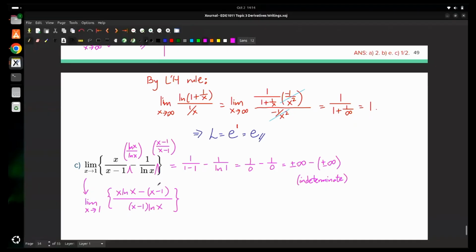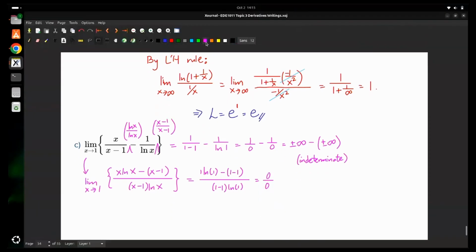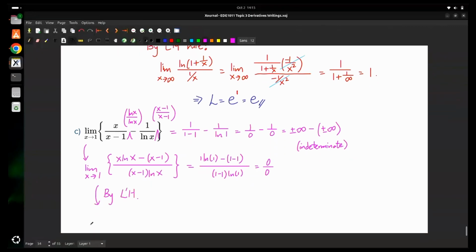Okay, fair? So when you write it this way, you notice that if you were to substitute, you are going to get 1 times ln 1 minus 1 minus 1 divided by 1 minus 1 times ln 1. So ln 1 is 0, 1 minus 1 is also 0, so you get 0 over 0. So with 0 over 0 you can use L'Hopital already, which is why we make it into a single fraction. So by L'Hopital, we are going to write the limit.